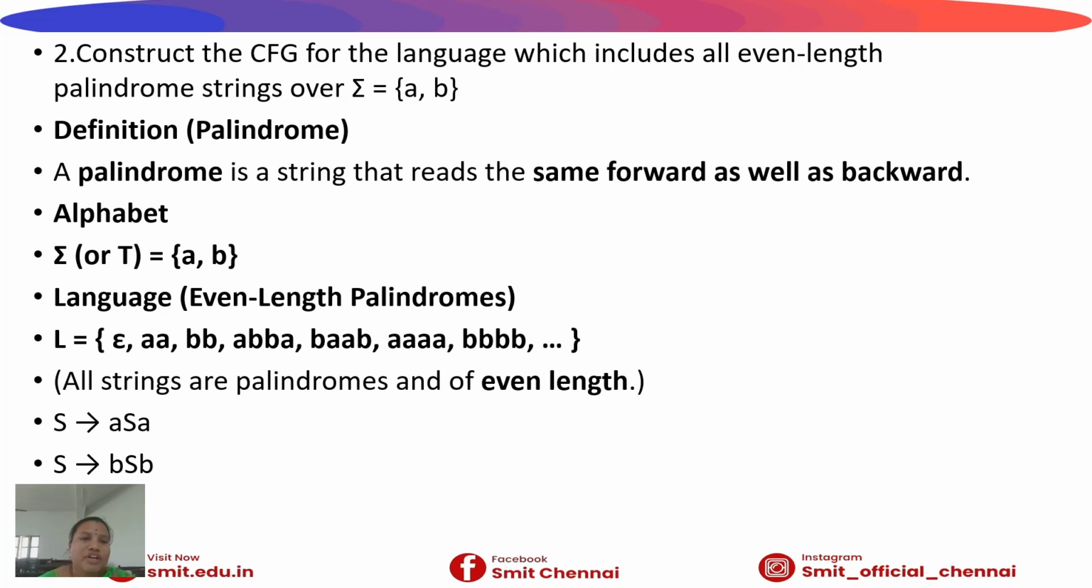Even length means even numbers: 2, 4, 6, 8, etc. So the language starts with epsilon, aa, bb, abba, baab, and so on. All these strings are palindromes of even length. The production rules are S → aSa, S → bSb, and S → epsilon also.